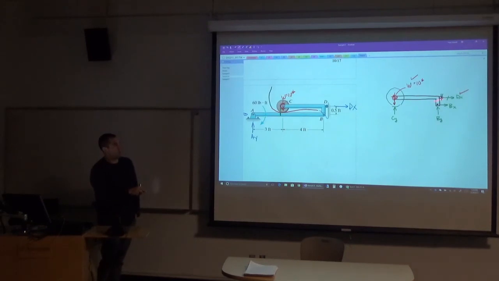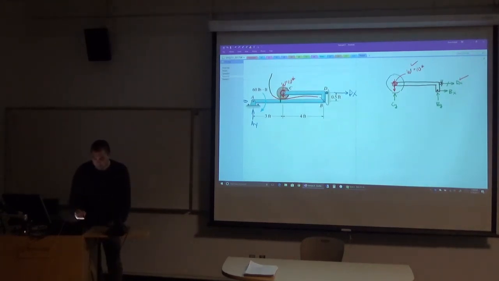So here, let's just sum the moments about B is a better idea. Sum the moments about B, I get Cy, I get W, and I get dx in that equation. I know dx, I know W, so that would allow me to solve for Cy right away. And so you would have enough equations of equilibrium to solve for all of these.